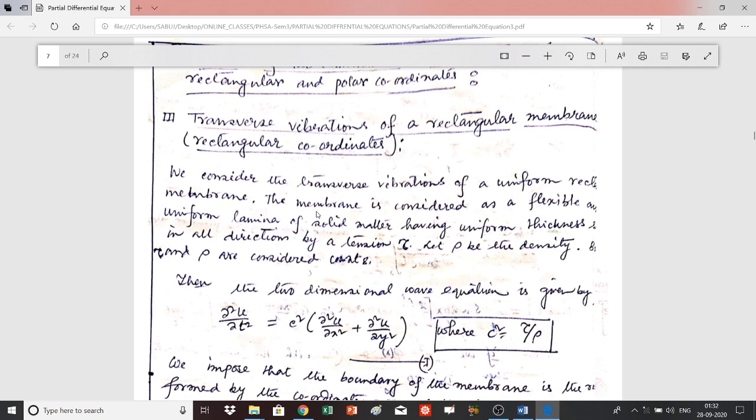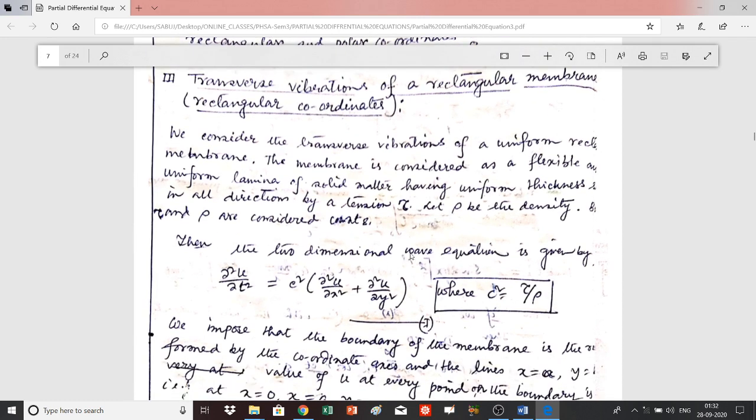A rectangular membrane is considered a flexible, uniform lamina, uniform in thickness and in all directions. So here the tension is taken as tau and rho is the density, and both of them are constants. In that case, the two-dimensional wave equation can be given. We know that the two-dimensional wave equation is ∂²u/∂t² = c²(∂²u/∂x² + ∂²u/∂y²).